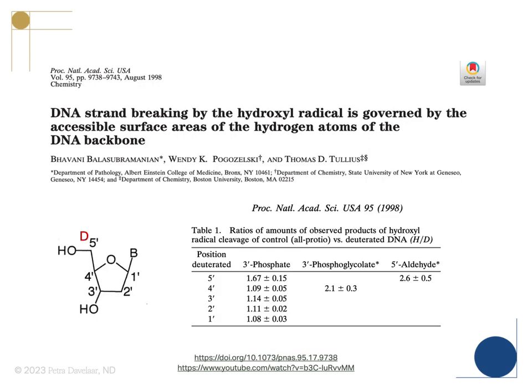DNA strand breaking by hydroxyl radicals depends on the accessibility of specific bonds on the DNA backbone. In 1998, original data from a team of the Department of Chemistry, among others, at Boston University published the effects of deuteration of specific carbons on DNA. The fifth and fourth carbon are most sensitive to deuteration, and the table shows the increase in strength required to break such a bond.